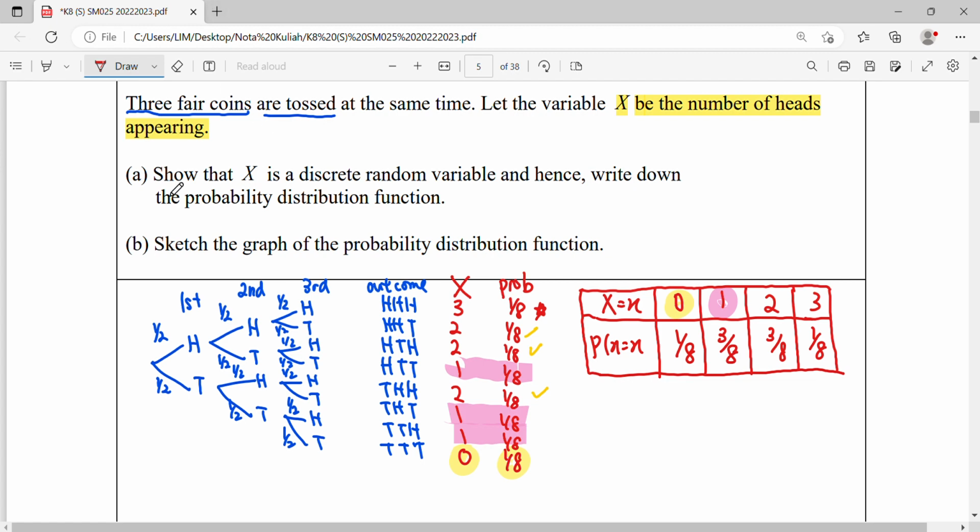Now for the first question, show that X is a discrete random variable. So how are you going to show this? First, you have to observe that all the probabilities are in between 0 and 1, correct? Secondly, you have to calculate the total of the probabilities. Is it equal to 1? Yes. So when the total of the probabilities is equal to 1, we can conclude that this random variable X is a discrete random variable.